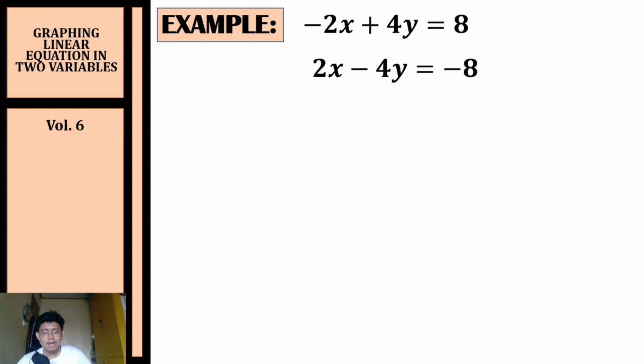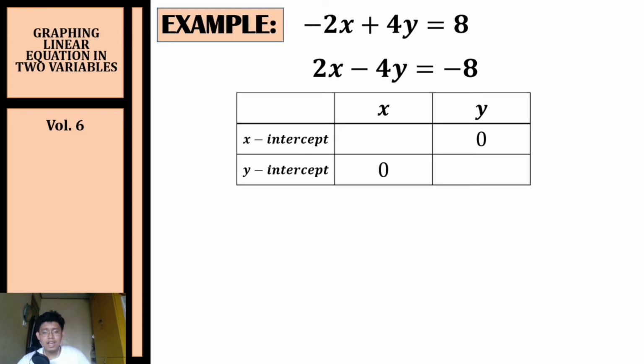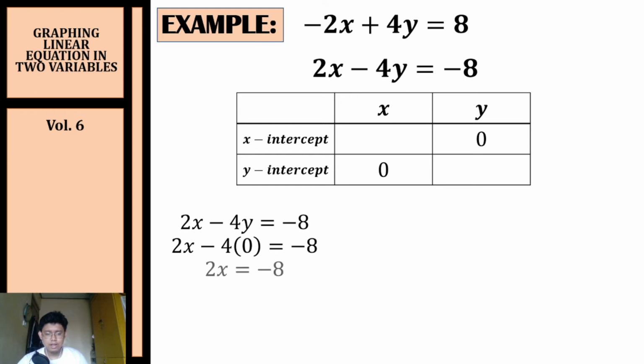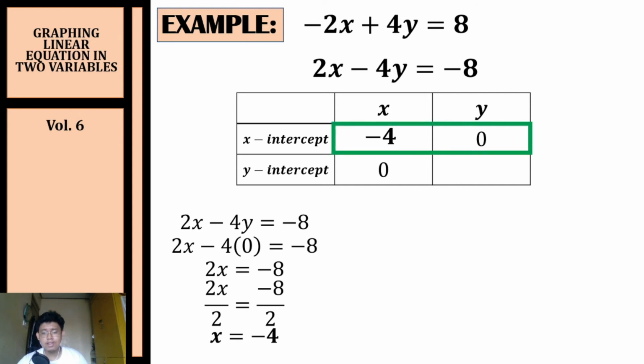Now, second step is for us to find our x-intercept and y-intercept. So in finding the x-intercept, we must substitute 0 to the value of y in order for us to solve for the value of x. So let's do that. So let's replace y by 0. Okay, so let's simplify. So we will have 2x is equal to negative 8. Divide both sides by 2. We will get x is equal to negative 4. So our x-intercept is (negative 4, 0).